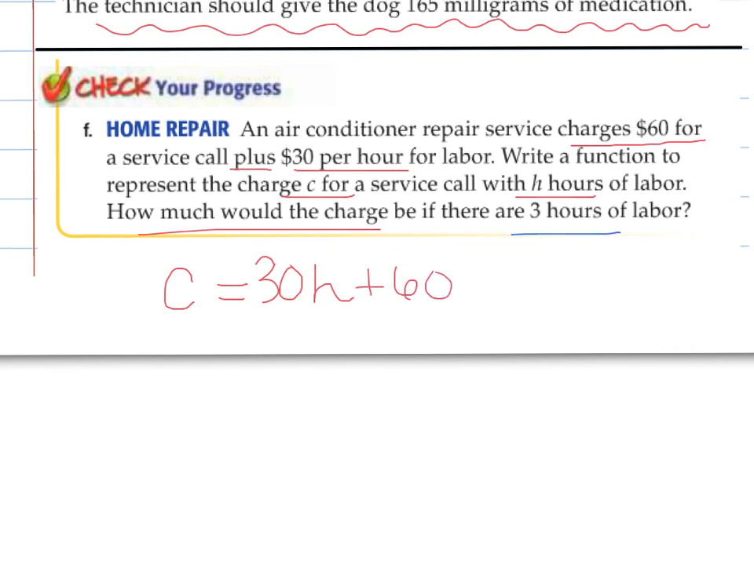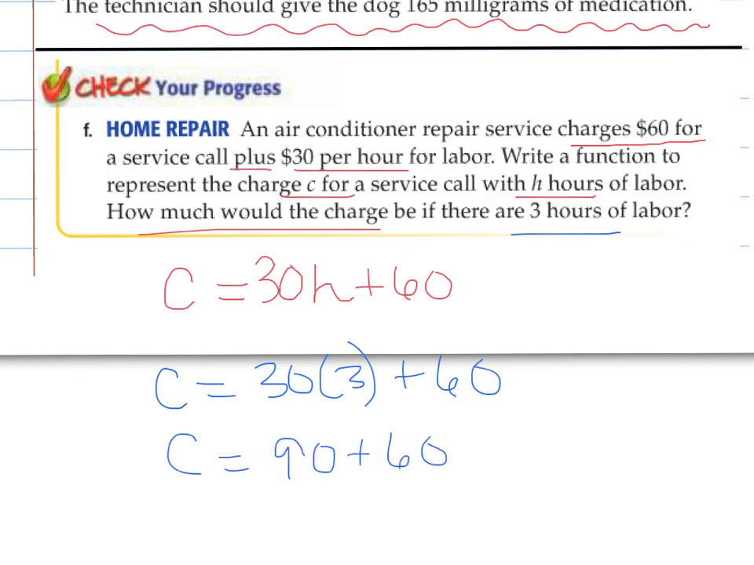So if it takes 3 hours, we do C equals 30 times 3 plus 60. So the charge is going to be $90 for the hours plus 60 just for the call. So it is going to cost $150.